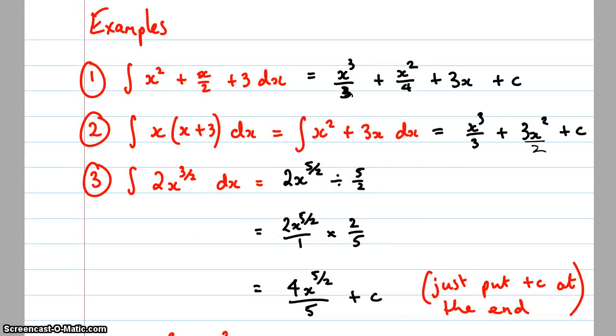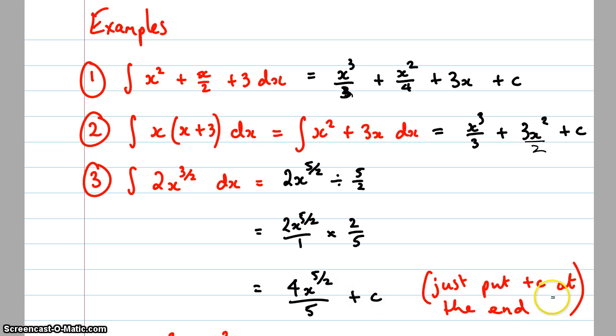A fraction one, just because we like fractions. Of course we do. This is 2x to the power of 3 on 2. That means we add 1 to the power, so 3 on 2 plus 1 is the same as 2 on 2, so that becomes 5 on 2. Okay, and then we divide by 5 on 2. Now I always like to do it a slow way because otherwise I make mistakes. So I divide by 5 on 2, which is really the same as multiplying by 2 on 5, and I end up getting this 4x to the 5 on 5 plus c.